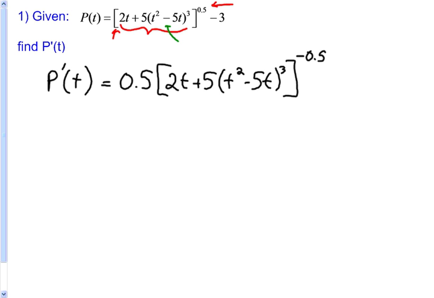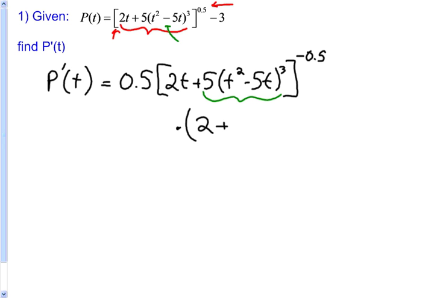Now this expression here is going to get multiplied by the derivative of what is inside those square brackets. So this we can do term by term. We're going to do first the derivative of 2t, which is just 2, plus the derivative of this expression that we have right here, this 5t, and so on and so on and so on.